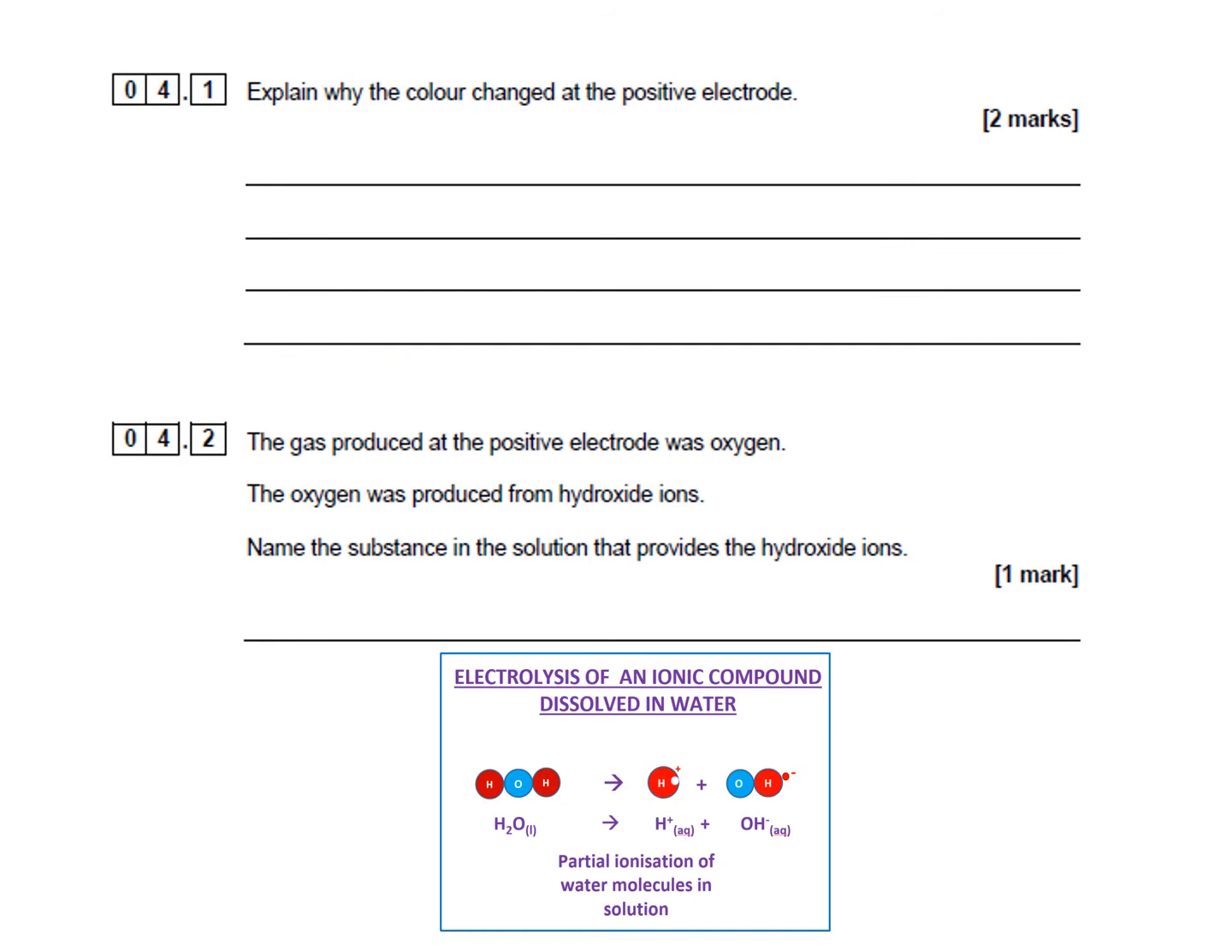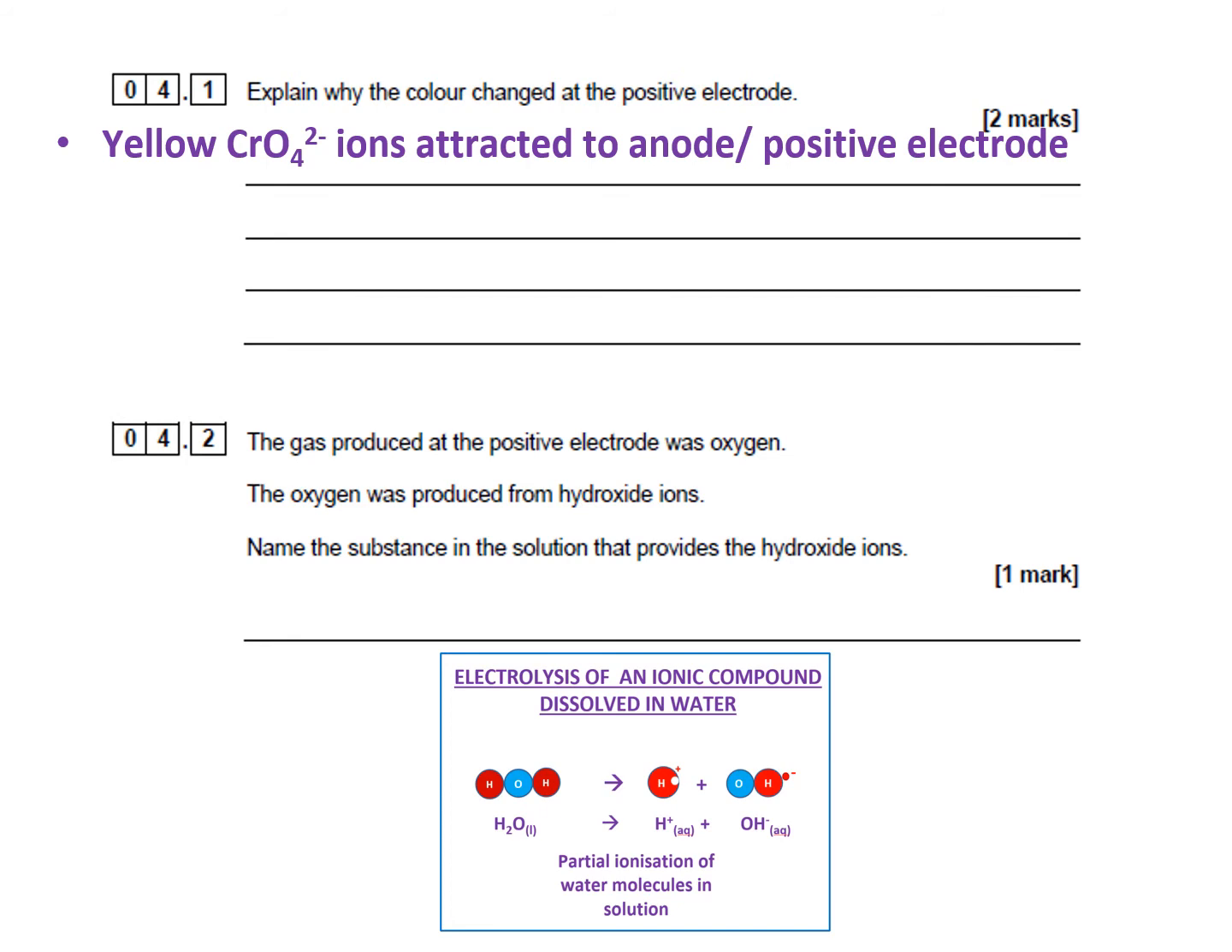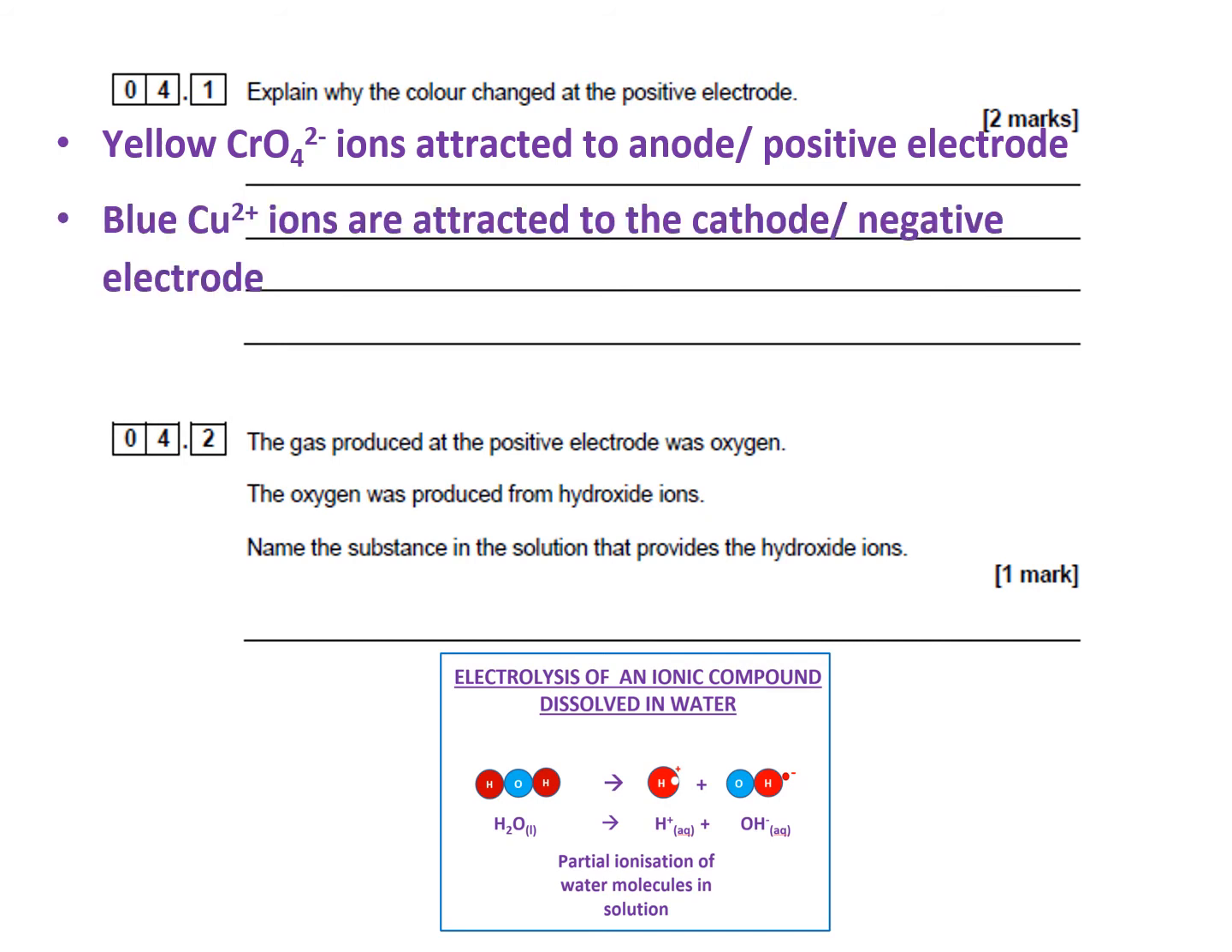So if we're explaining the colour change at the positive side, what do we see at the positive side? We see a yellow colour formed, because that's where our chromate ions are attracted towards. Gas produced at the positive electrode was oxygen. Oxygen was produced from hydroxide ions. Name the substance in the solution that provided the hydroxide ions. That's our water.